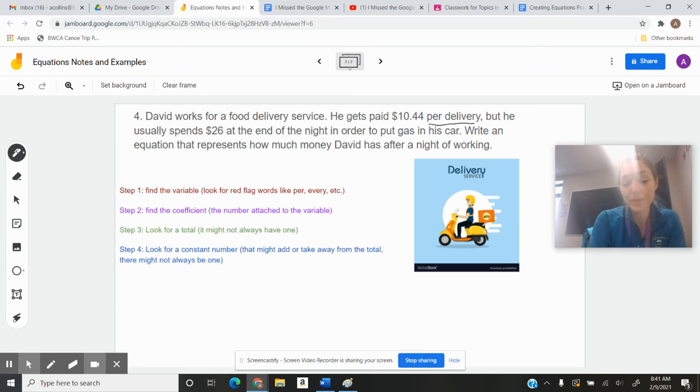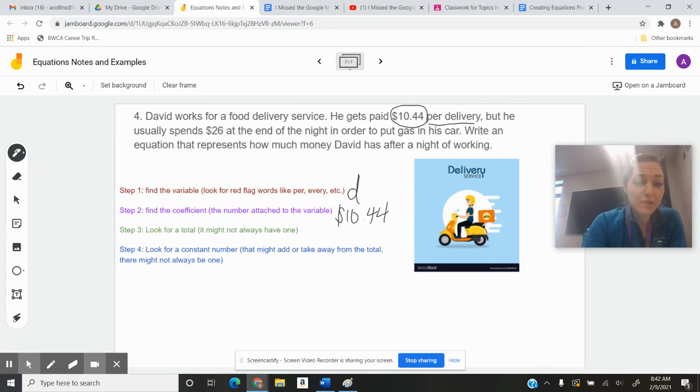He could do 1 delivery or 1,000 deliveries. That's the part that could change. So I'm just going to write D for delivery. The part he cannot change is the fact that he gets paid $10.44 per delivery. So that's your coefficient. So you know somewhere in your equation, you're probably going to be taking 10.44 times D for deliveries.